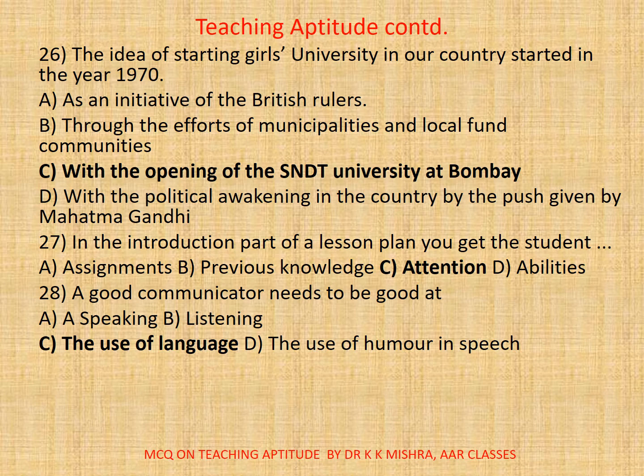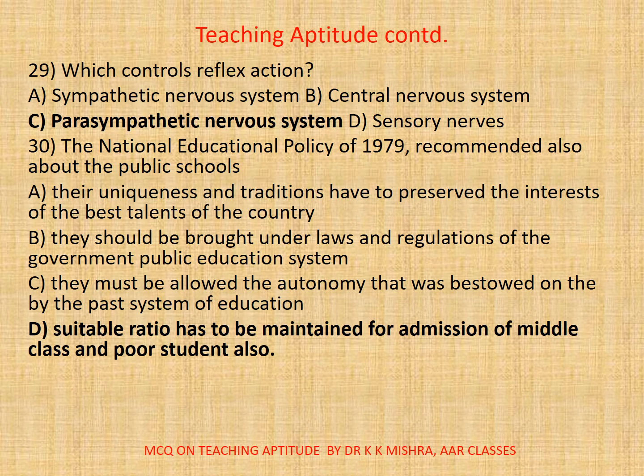27. In the introduction part of a lesson plan, you get the student's A, assignments, B, previous knowledge, C, attention, D, abilities. The correct option is C, attention. 28. A good communicator needs to be good at A, speaking, B, listening, C, the use of language, D, the use of humor in speech. Correct option is C, the use of language. 29. Which controls reflex action? Correct option is C, parasympathetic nervous system.